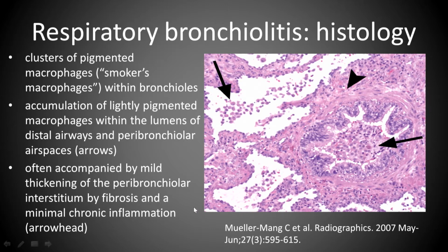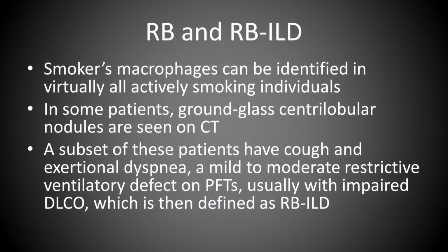And on this slide, you can see some of these brown-tinted macrophages within the lumens of distal airways and within the peribronchial air spaces. And then as the disease progresses, as the patient continues to smoke, you might start seeing an inflammatory and fibrotic response surrounding within the peribronchial interstitium. And that is going to correspond with what we see on high-resolution CT.